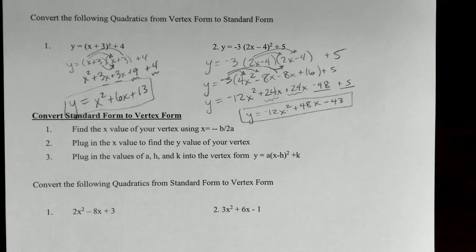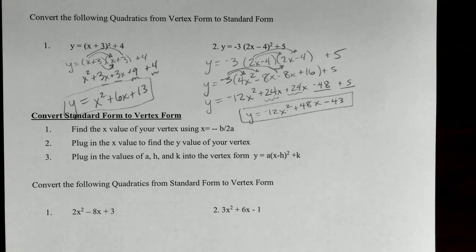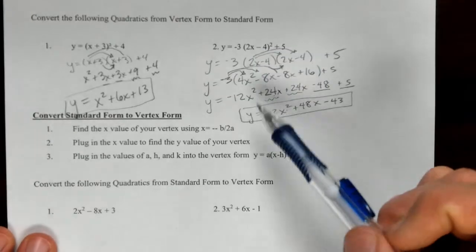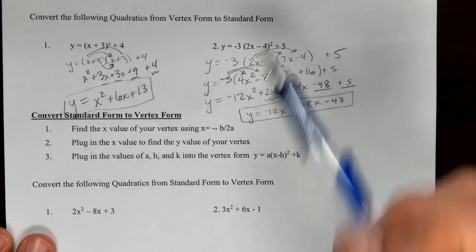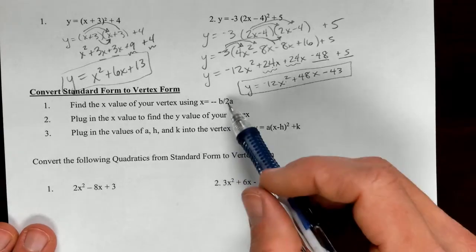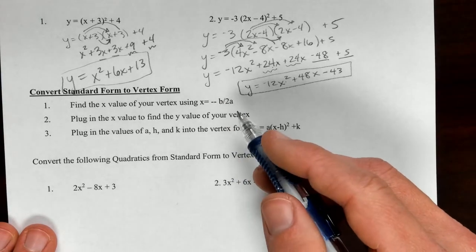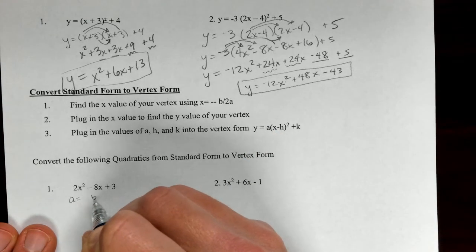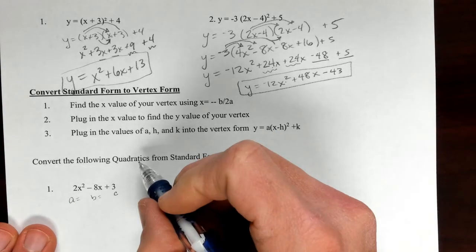I want to convert from standard form to vertex form. So now I want to do the opposite. I'm going to take the standard form and go to the vertex form. Step number 1 is you're going to find the x value of your vertex using x equals negative b over 2a. And again, we're going to list out a, b, and c.